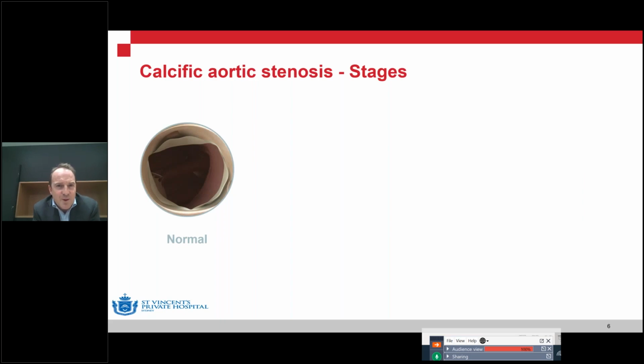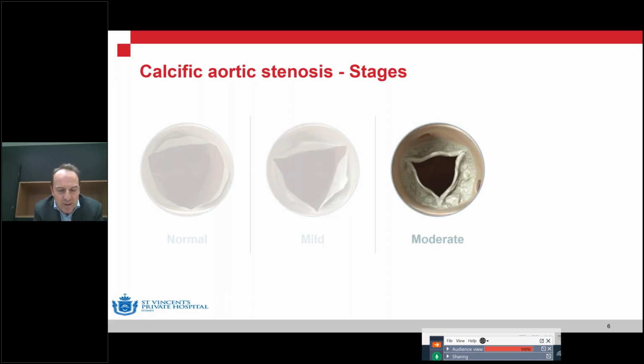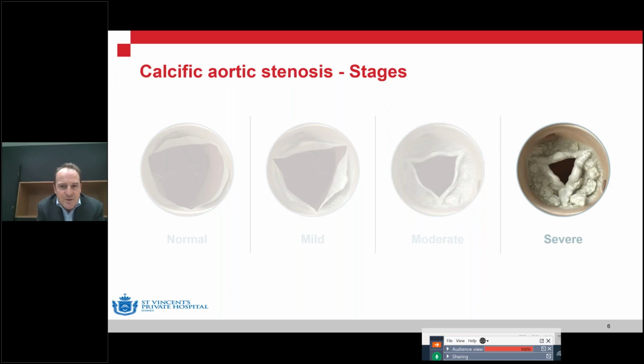Excuse me if that was a little basic, but that's really just an introduction to what we're talking about. There are some stages of aortic stenosis going from a normal valve to mildly restricted to moderately restricted, where we get a bit more calcification and restriction of the leaflets, to severe aortic stenosis, where the leaflets really don't move at all and there's severe obstruction to the blood flow into the aorta.